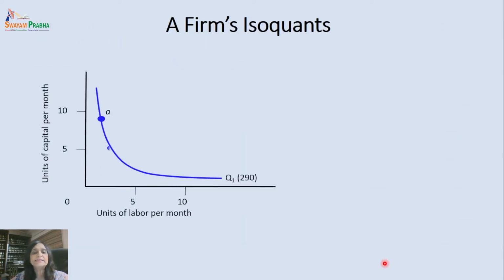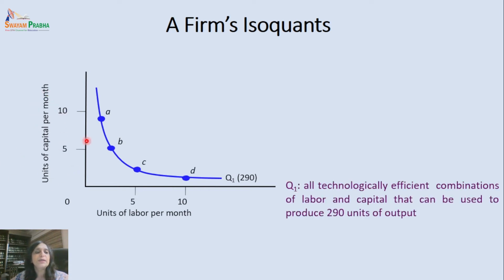Now let us see this graph. For example, we are measuring capital on the y-axis and labor on the x-axis. All these points A, B, C, D, which lie on this blue curve, an isoquant Q1, show different combinations of labor and capital. Yes or no? Because at A, the combination of labor and capital is different from the combination at point C.